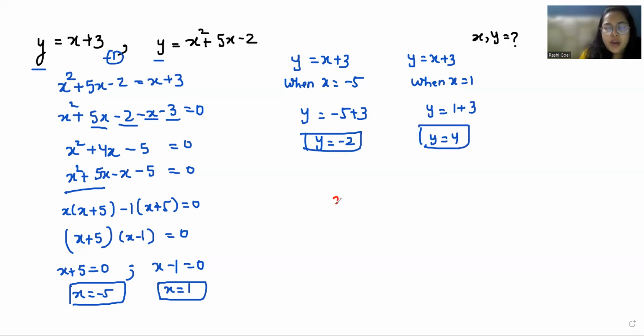So the value of x is −5, so y is −2, and x is +1, so y is 4.